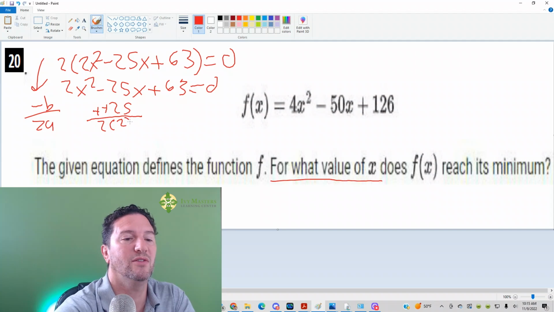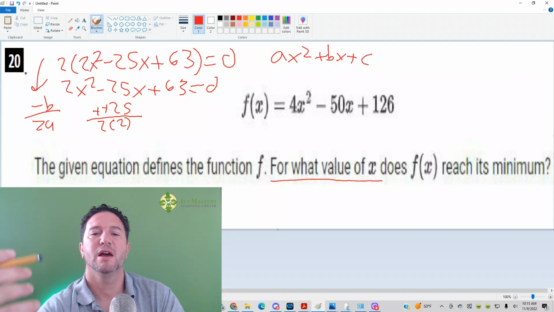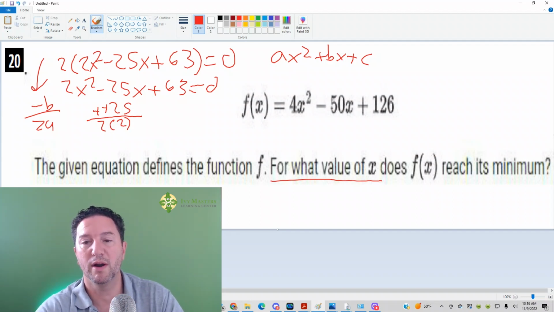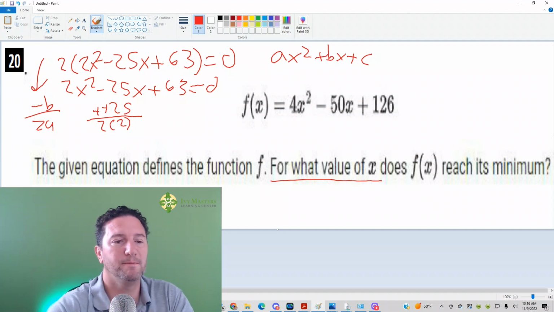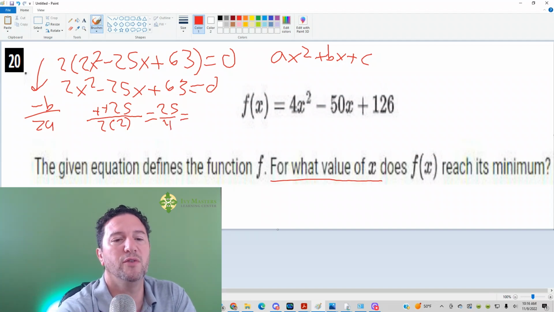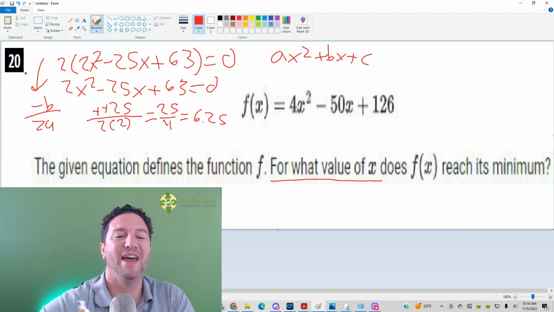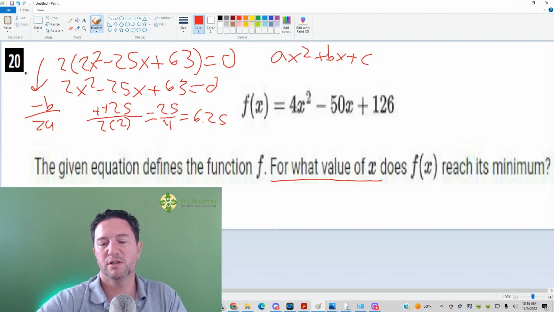What's your a? It's 2. How do I know this? When we're in the form ax squared plus bx plus c, a is always attached to whatever's squared, b is always attached to the variable without an exponent, and c is all alone on the right. So what we get here is 25 over 4. You could just mark 25 over 4, or if you divide it out, 6.25, and that is your answer. We're not looking for the y value when it reaches a minimum.